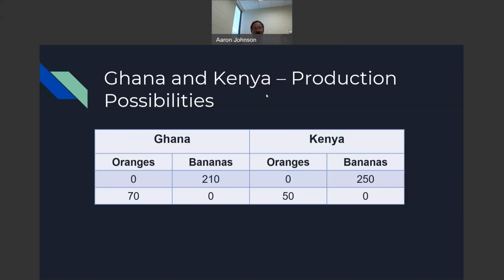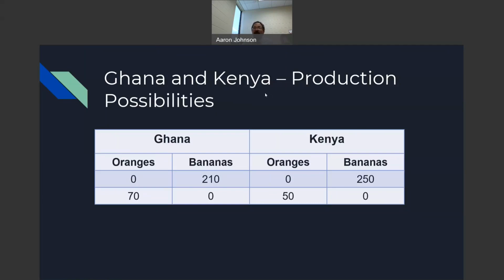For Ghana, let's assume they use all their resources, all of their labor and so forth, to make bananas. Then they would make 210 bananas and 0 oranges. Or if they devote all their labor and resources to oranges, it would be 70 oranges and 0 bananas. For Kenya, it would be 250 bananas and 0 oranges if they devote all their resources to bananas. However, it would be 50 oranges and 0 bananas if they devote all their labor and resources to oranges.